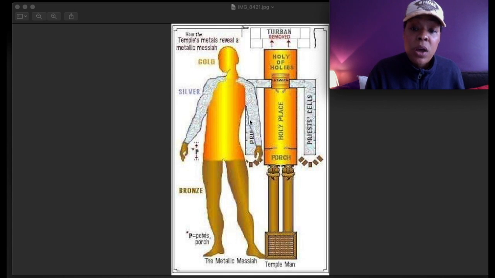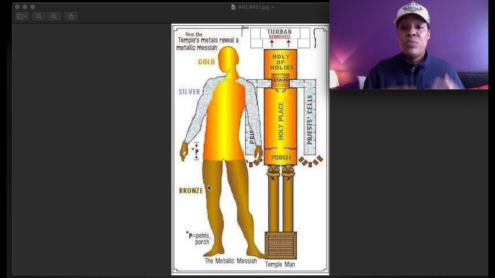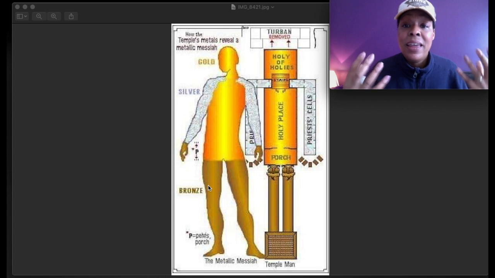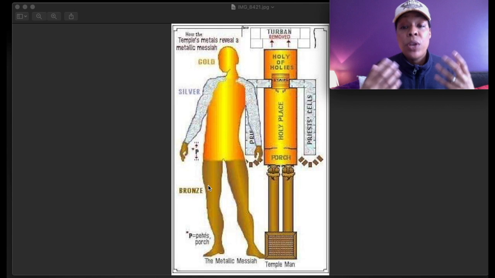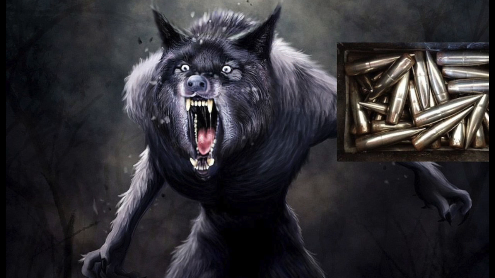We were talking about it, and we were saying perhaps that's the reason we have the gold and the silver and the bronze in the scriptures, because we're talking about purity and cleanness and cleaning viruses. When you have a werewolf, you kill him with a silver bullet. Why do you kill him with a silver bullet? Because he is a virus, and silver kills all the viruses.